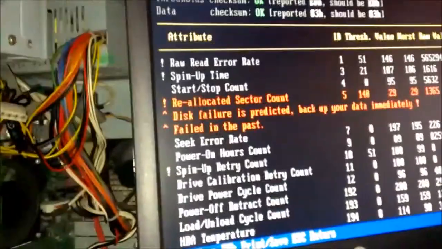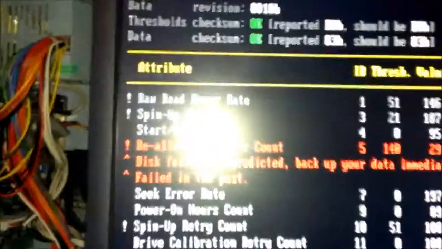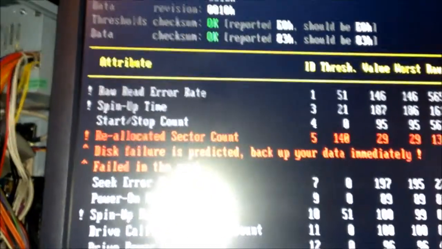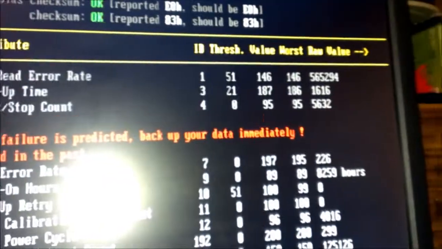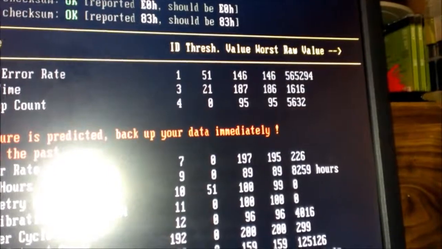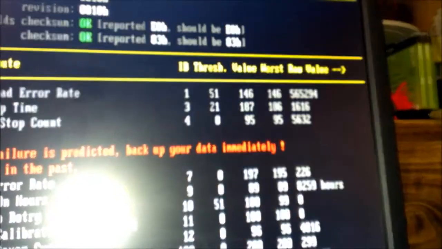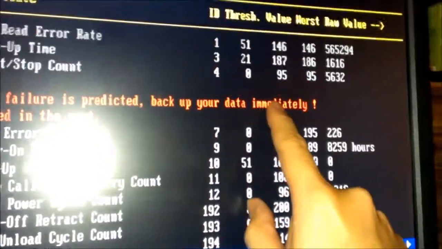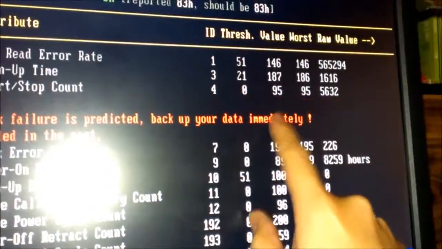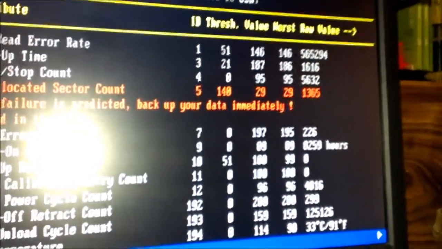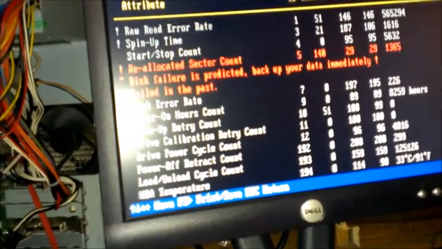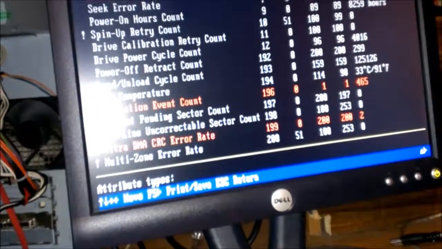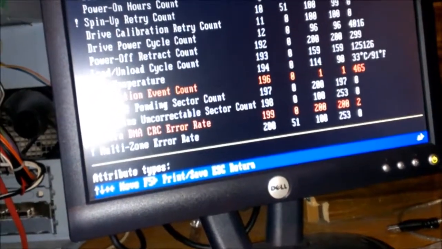Read attribute data, and we have a relocated sector count of 1,365 relocated sectors. And the threshold is at 140, but the value is at 29. So that's way below the threshold that this drive can handle. So this is a definitely failed hard drive. It has a relocation event count of 465, which it can't keep up.